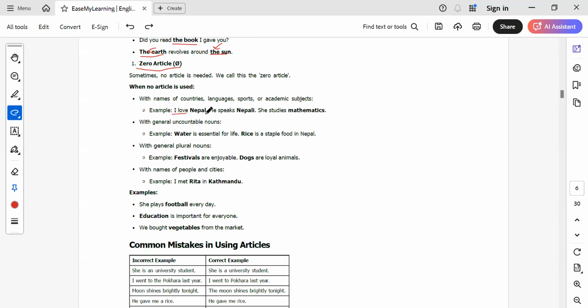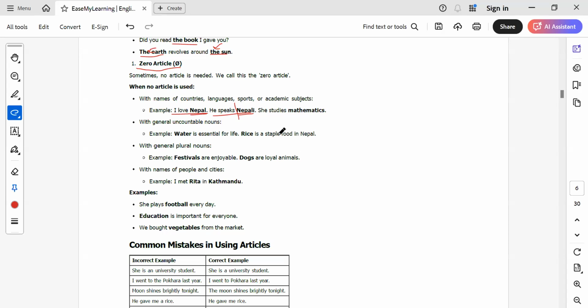For example, I love Nepal. We know Nepal is one country and we do not have to specify that there's only one Nepal. Everybody in the world knows that there's only one Nepal and nobody can change it. So I will not say the Nepal, a Nepal, or an Nepal, I will just say Nepal. I say he speaks Nepali. Similarly, there is only one Nepali language. There cannot be more Nepali languages. So we will not use the Nepali or a Nepali. We'll only use "he speaks Nepali."